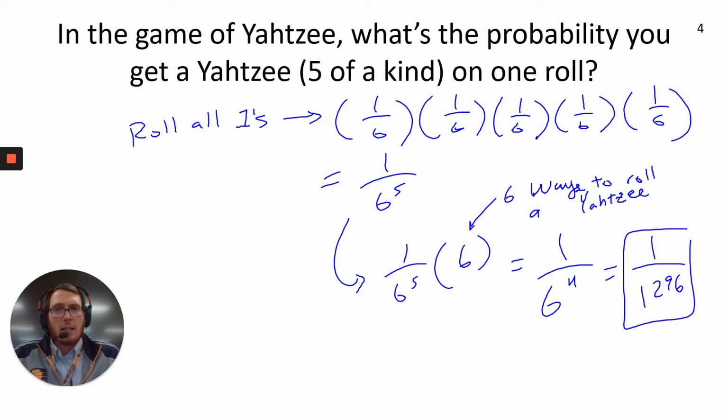But when it comes to the game, okay, Yahtzee is 5 of a kind, and we're just saying probability in 1 roll. So that's why I just did 1/6 times itself over and over again. But there were 6 ways to do that. And that's the piece that is added in that may be a little bit confusing as you get started.